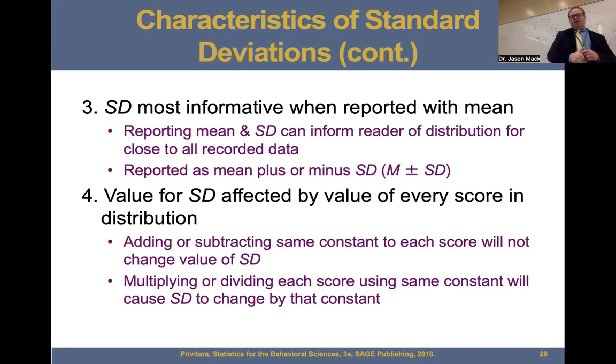The value for the standard deviation is affected by the value of every score in the distribution. Adding and subtracting the same constant to each score will not change the value of the standard deviation, just like with the mean. If we add the exact same thing, that doesn't do anything, because remember, the mean drives the variance, which drives the standard deviation. So if we change everything by the exact same amount, it doesn't do anything. Multiplying or dividing each score using the same constant will cause the standard deviation to change by that constant.